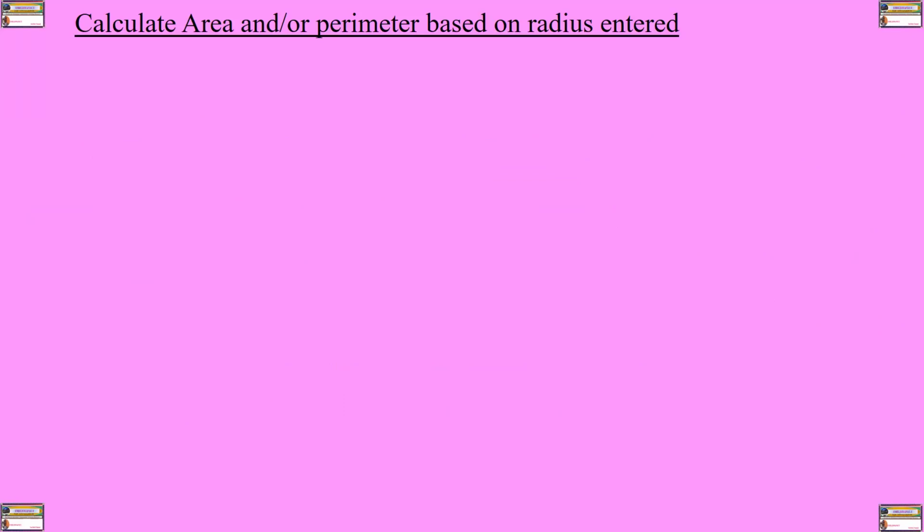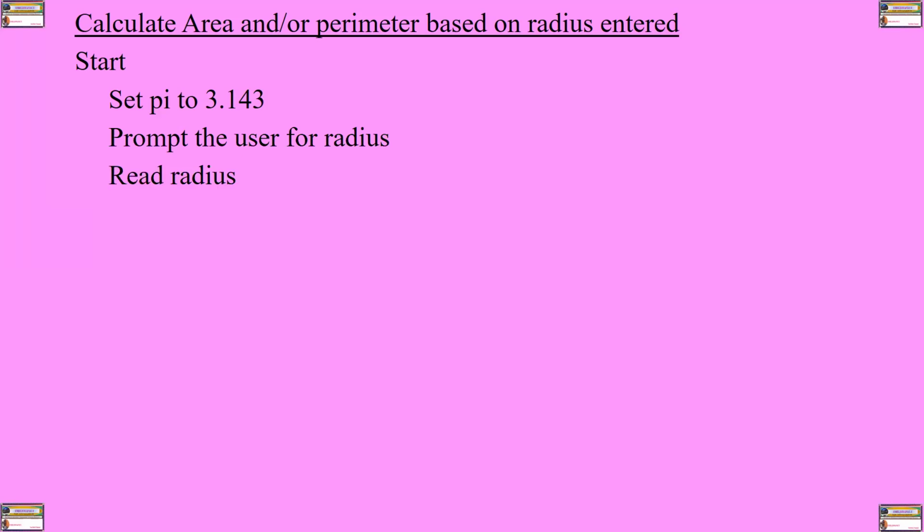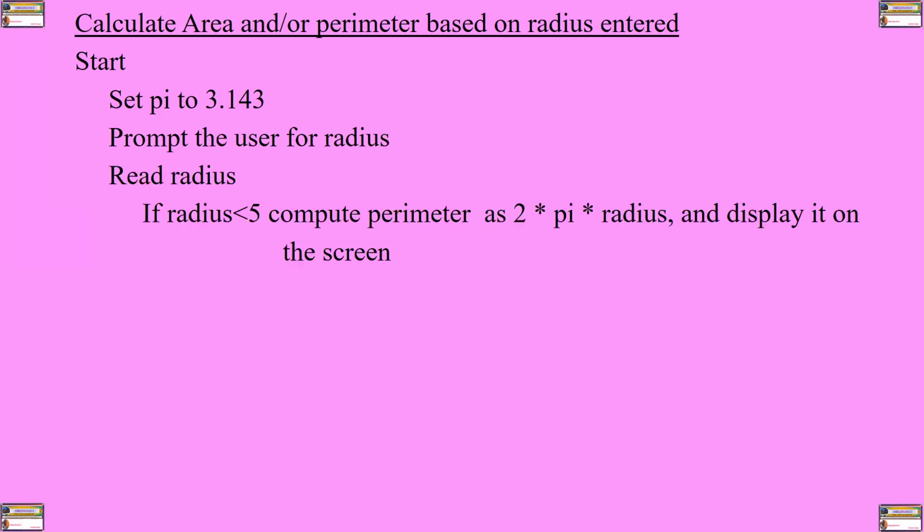So for the pseudocode, we have the heading or the title: calculate area and or perimeter based on radius entered. Then we have start. We set pi to 3.143 or 3.142. Then prompt the user for radius. We read the radius. Then we begin checking the conditions.